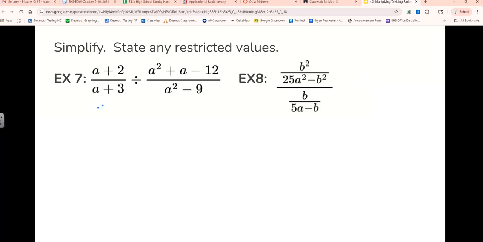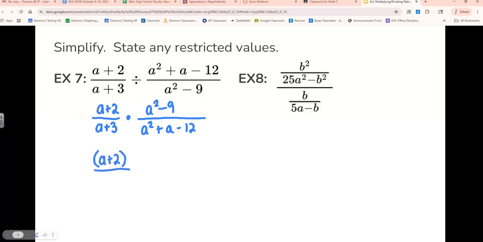So that first fraction right there, a plus 2 over a plus 3, will stay the same. We'll switch this to multiplication, and we'll have a squared minus 9 over a squared plus a minus 12. And so now we would want to factor. A plus 2 and a plus 3 do not factor. They just stay like they are. You might want to put them in some parentheses just to remember all of that is multiplied together.